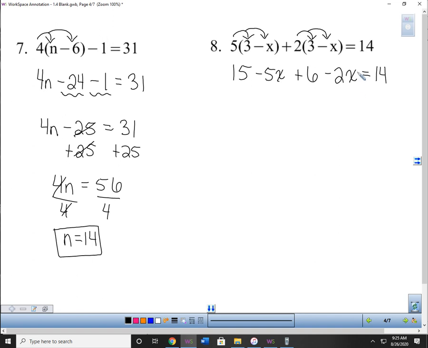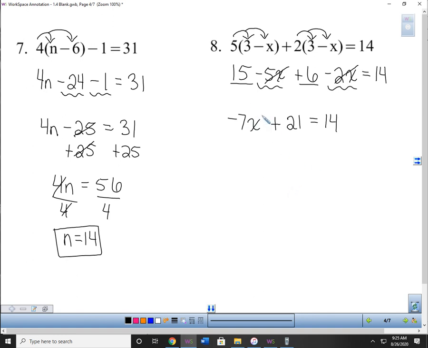So I'm going to look at these and say, okay, what do I have that's a like term? Well, I know I can put together the negative 5x and the negative 2x. When I add those, I get negative 7x. And if you like to cross out so that you know you've already taken care of those, that's fine. Then you have 15 and a positive 6. When I add those together, I get 21. So I've taken care of everything on this side, and I have equals 14.